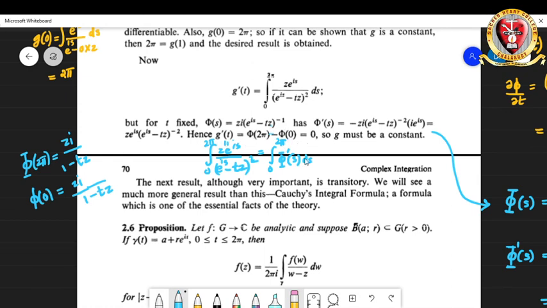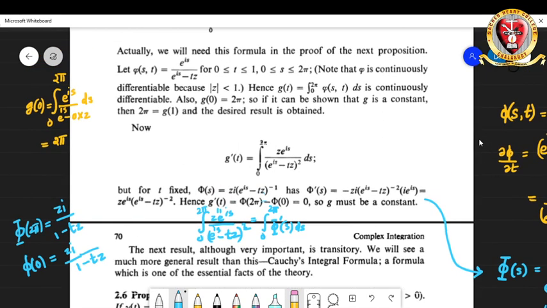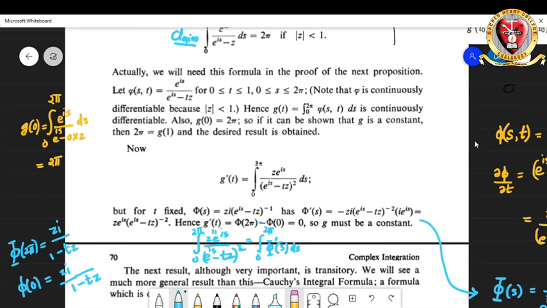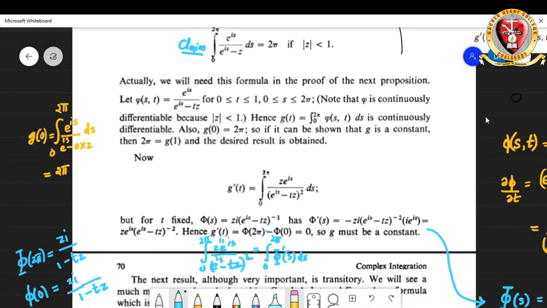That means g′(t) is 0, so g must be a constant. So you get g(1) is equal to 2π, that is, g(t) is equal to 2π everywhere. That's how we use the Leibniz rule in advanced calculus to solve that integral from 0 to 2π of e^(is) divided by (e^(is) − z) ds is equal to 2π. When you write down the lecture notes, please write this as a question to prove, and then give the proof by watching the video.